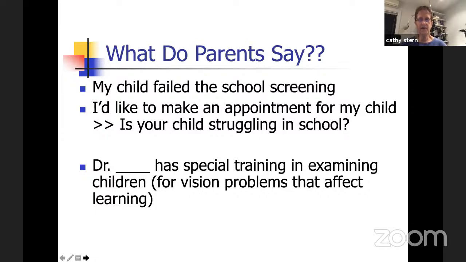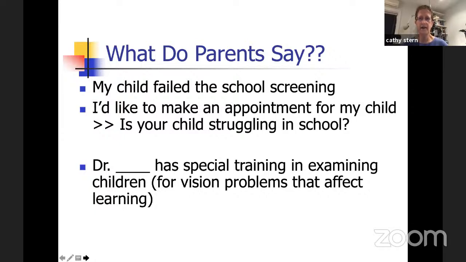And then I think it's important for you or your office to let parents know that you have, for example, special training in examining children, or that you can help vision problems that may be affecting their learning. Or if they've had an accident or an injury, that these are things that you do.